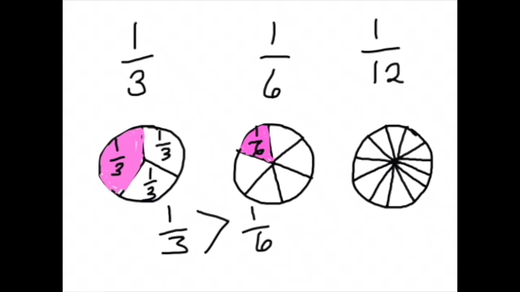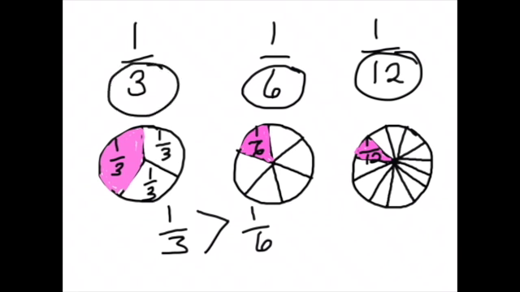Even though the numerators are the same, we have a 1 and we have a 1 on the top of each fraction, 1/3 is clearly the bigger one. So let's take a look at 1/12. Now I'm going to color in one of these pink, and that is 1/12 because there are 12 pieces altogether, right? That means there's 12 slices altogether. There were 6 slices altogether in the middle one, and there were 3 slices altogether in that one.